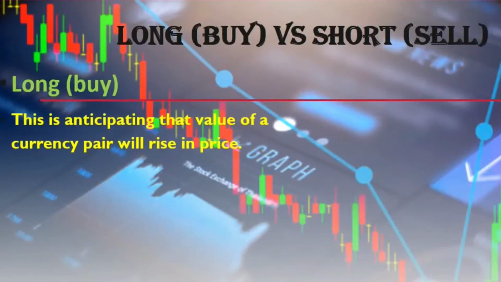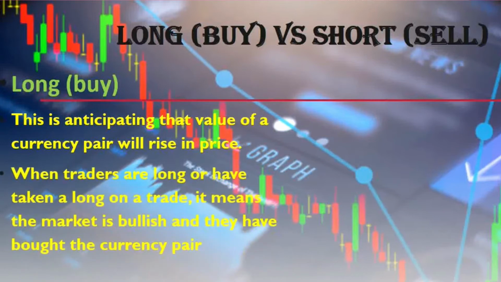Long. This is anticipating that the value of a currency pair will rise in price. When traders are long or have taken a long on a trade, it means that the market is bullish and they have bought the currency pair. Their expectation is that the value of the currency pair will continue rising, and as it rises, they will make profit. Traders who are long will profit when the price goes up, and they will lose money when the price goes down.